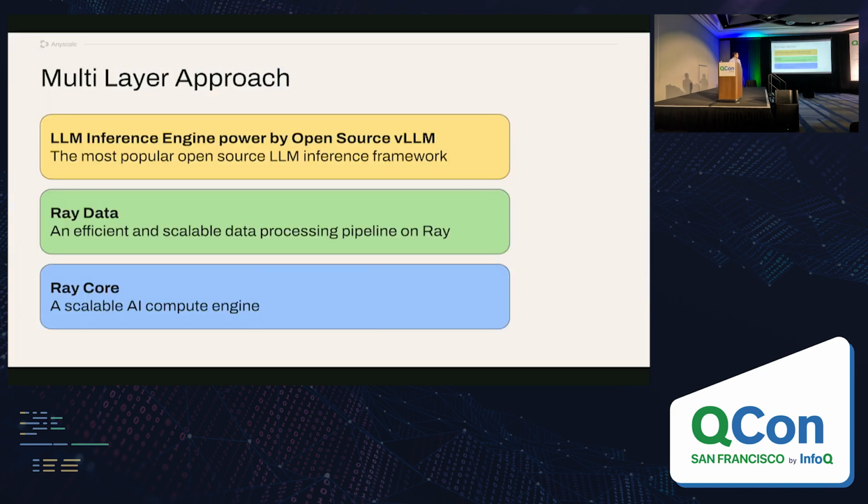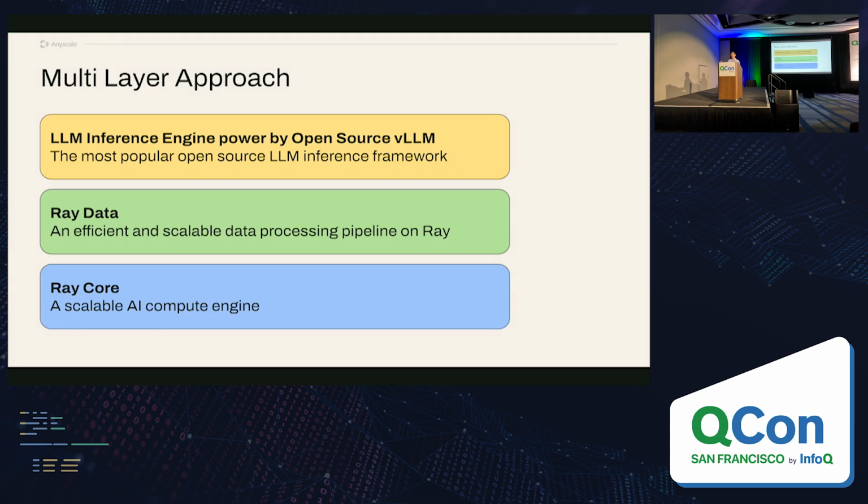So in Anyscale, we solve this problem by introducing a multi-layer approach, and this is also the agenda of this talk. We basically have a 3-layer approach. From the bottom up, we have Ray Core, which is a scalable general-purpose AI computing engine to deal with scalability and reliability. And on top of that, we build Ray Data, which is an efficient and scalable data processing pipeline on Ray, because Ray Core already deals with the scalability and reliability. So we can build Ray Data on top of that easily. I will show how we build it and how we implement that later on.